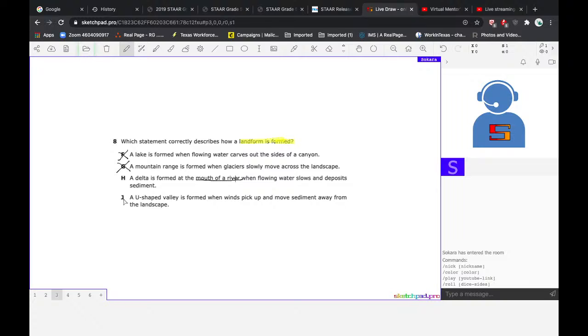Let's check option choice J. A U-shaped valley is formed when winds pick up and move sediment away from the landscape. Actually, U-shaped valleys are formed by glaciers. See, mountains aren't formed by glaciers, but U-shaped valleys are formed by glaciers and not by the wind. Because of that, answer choice J is incorrect, and we can circle H. That is our correct answer.